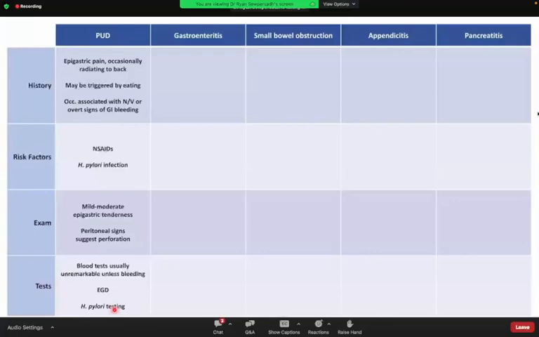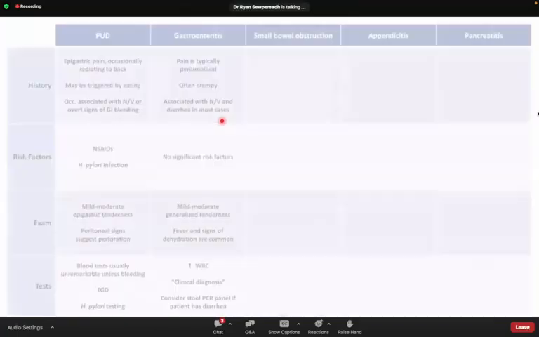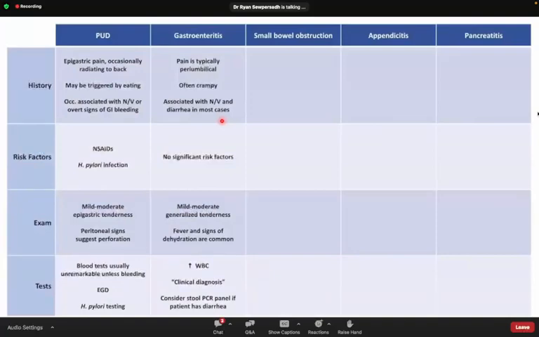You want to get in there, do a scope, and look at your ulcer. And that cinches the diagnosis. Okay, what about not viral, what about gastroenteritis?